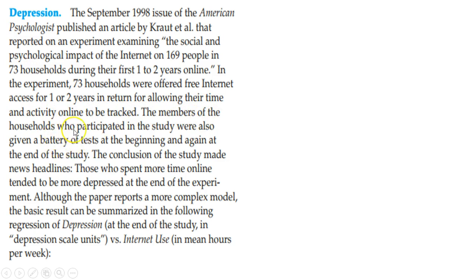The members of the household who participated in the study were also given a battery of tests at the beginning and again at the end of the study. The conclusion of the study made news headlines. Those who spent more time online tended to be more depressed at the end of the experiment. Although the paper reports more complex models, the basic result can be summarized in the following regression.